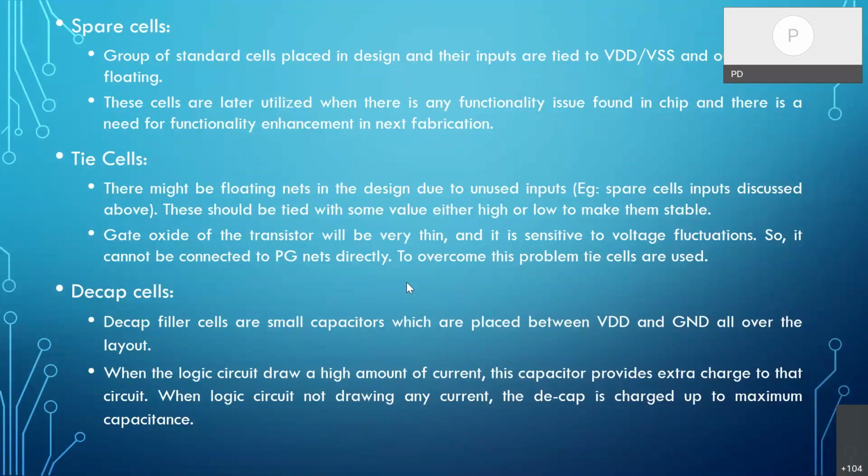They are nothing but capacitors placed between the VDD and ground. Whenever there is a need, these capacitors will discharge and give the power, and at normal times they get charged up. We should decide the location of these cells already, and we should place them.